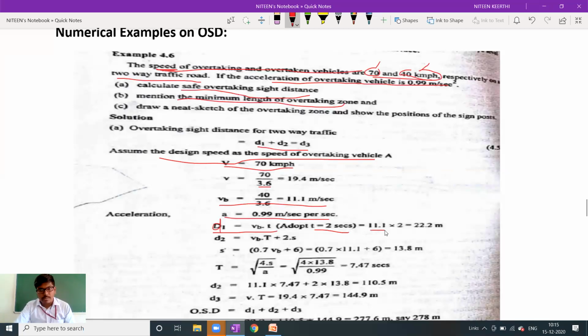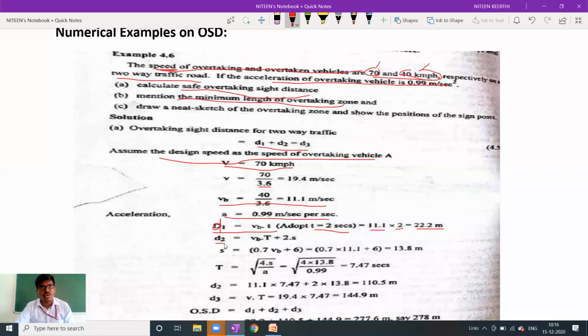So 11.1 meter per second into 2 seconds will give us 22.2 meters. Please try to write the units. Don't miss the units here. Okay, so the D1 component has been determined.